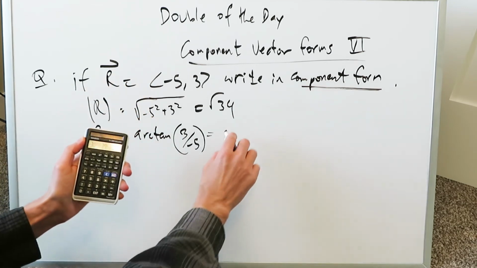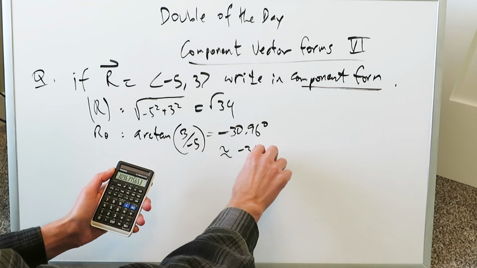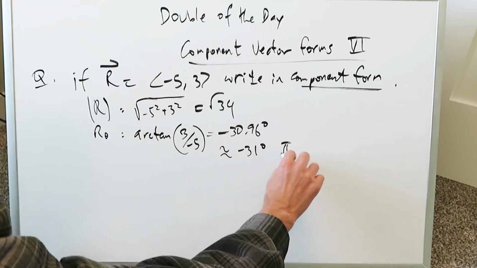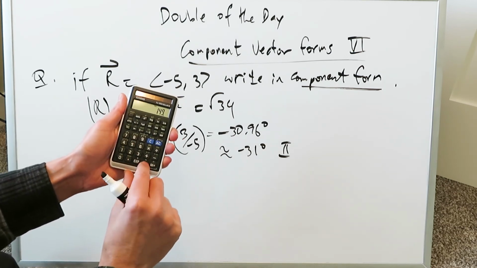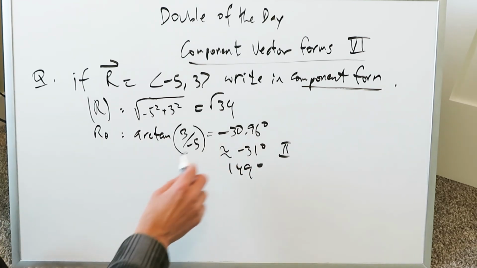I get a minus 30.96 degrees, or let's just say minus 31 degrees. But which quadrant are we in? Minus 5 comma 3 puts us in the second quadrant. So you take this minus 31 and you add it to 180, and you get a proper angle here of 149 degrees. So how do we write this in the component form?